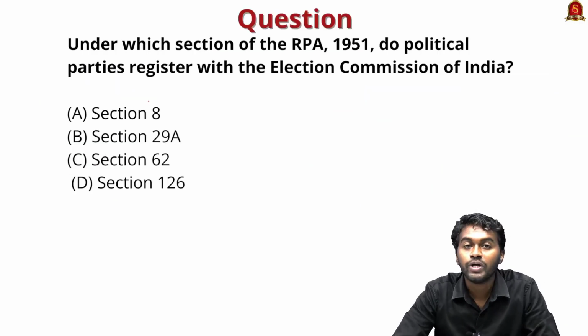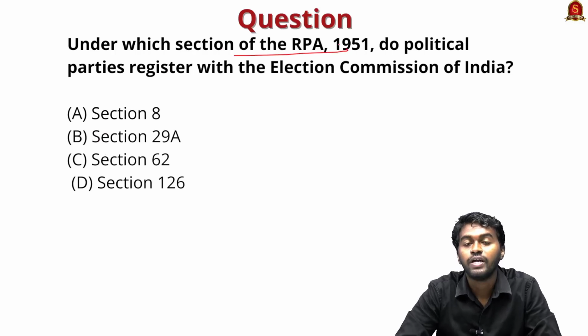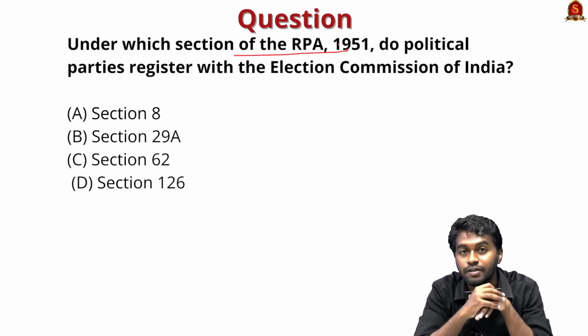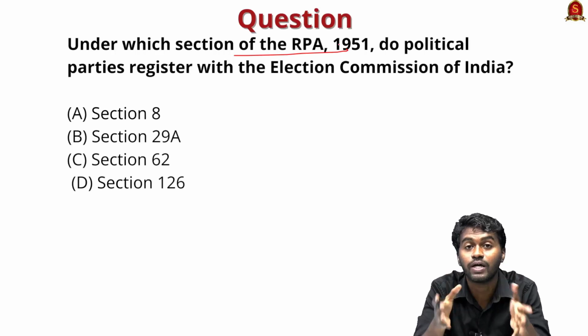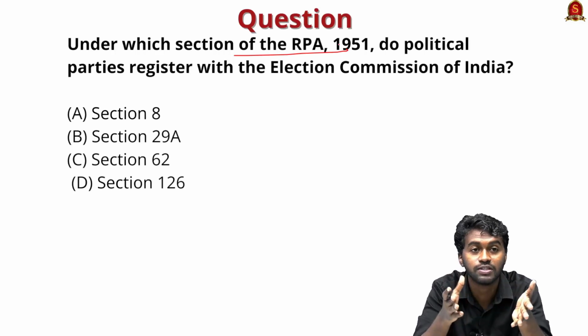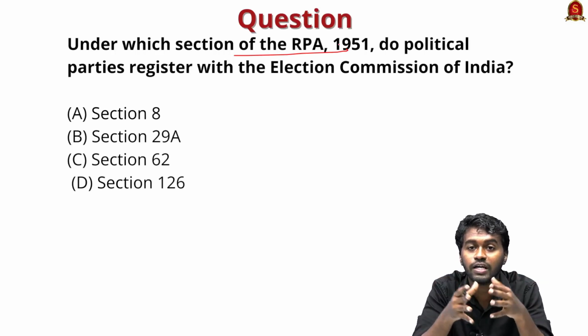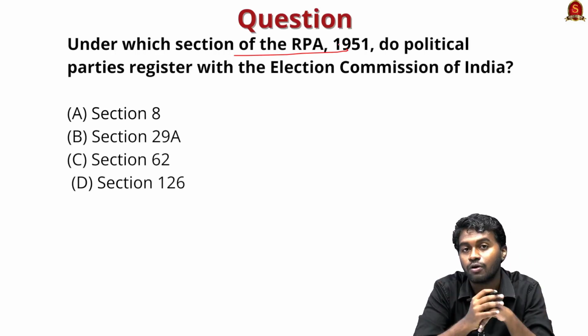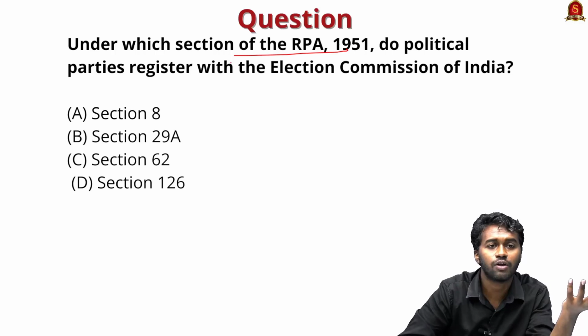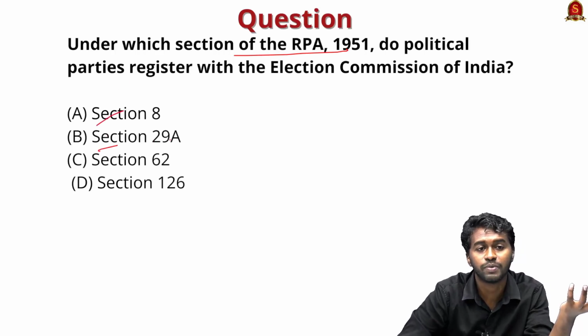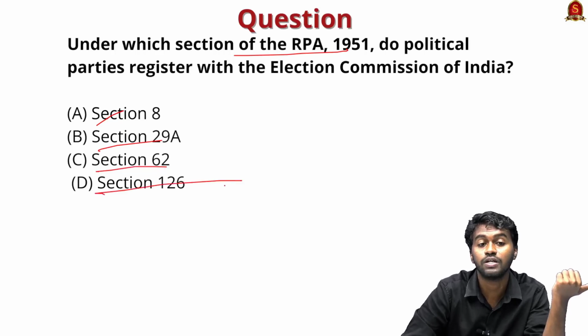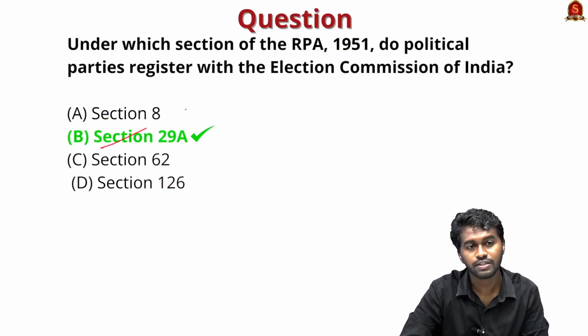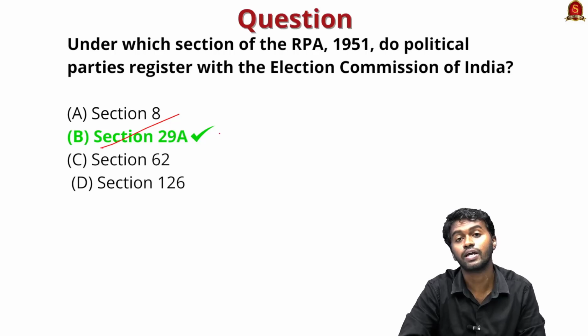So in this topic, we discussed the importance of RPA, that is Representation of People's Act, 1951. Based on our discussion, try to answer this prelims practice question. The question is, under which section of RPA 1951 do political parties register with the Election Commission of India? It's a factual question. Option A, Section 8, option B, Section 29A, option C, Section 62, and option D, 126. The correct answer is option B, Section 29A.